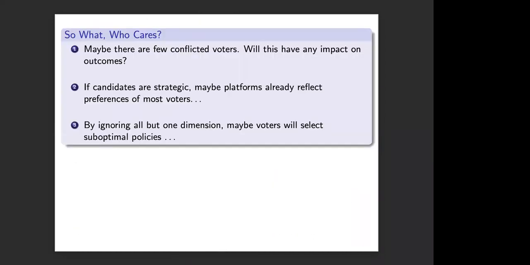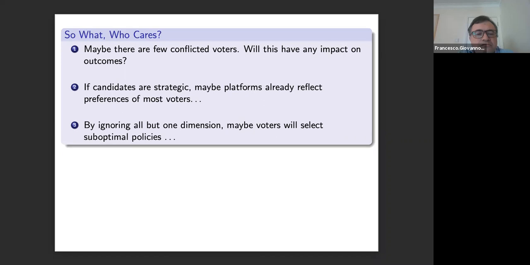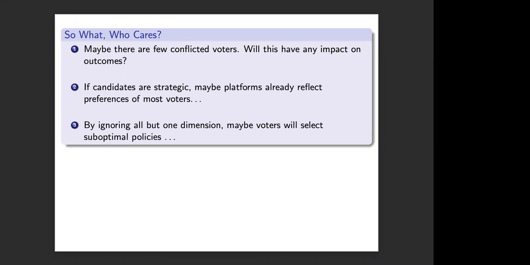So you might say, okay, who cares, right? I've talked about being a Rockefeller Republican, you know, a conflicted voter. And you might say, well, in reality, there's very few types of these people, right? Most people are liberal on both dimensions or conservative on both dimensions. And so if a few people are voting strategically or changing their votes, will that really matter? Will that really change any of the outcomes? And second, you could say, well, even if that is so, if the candidates are being strategic when they're choosing their policies, maybe the platforms are already reflecting the preferences of most voters, right? And so whether some voters are strategic or not is not going to matter. Maybe we'll just get good policies anyway.